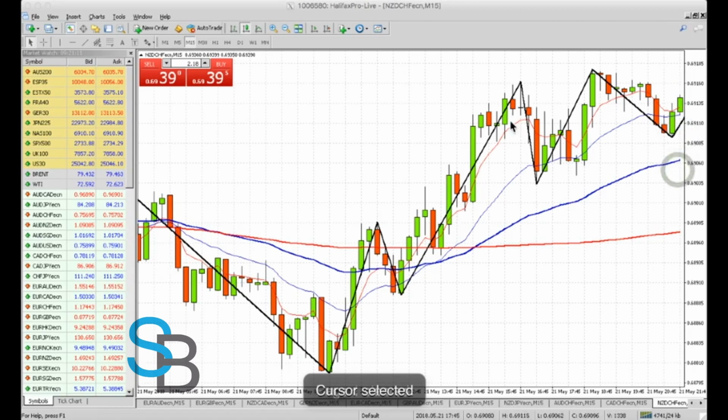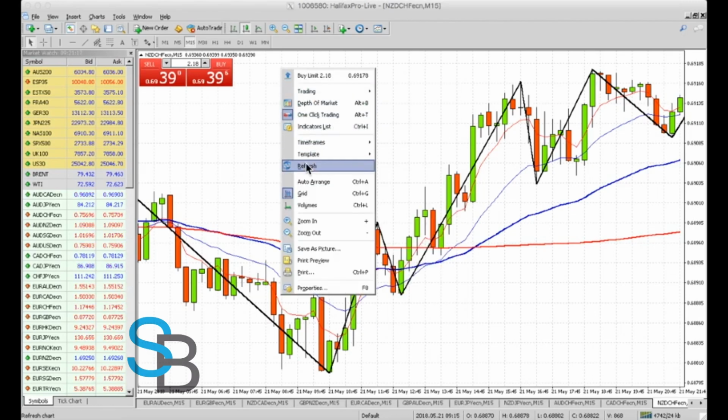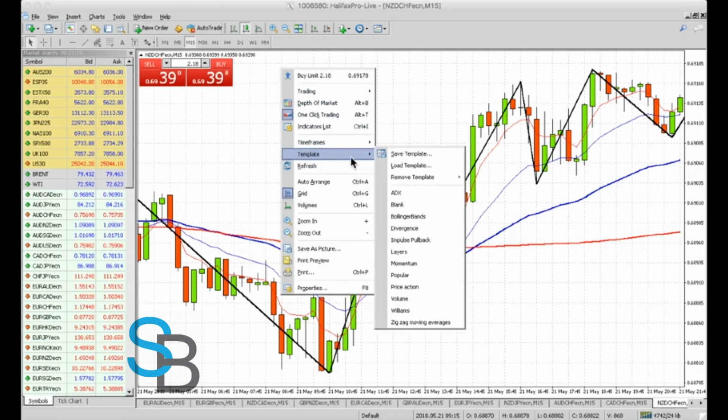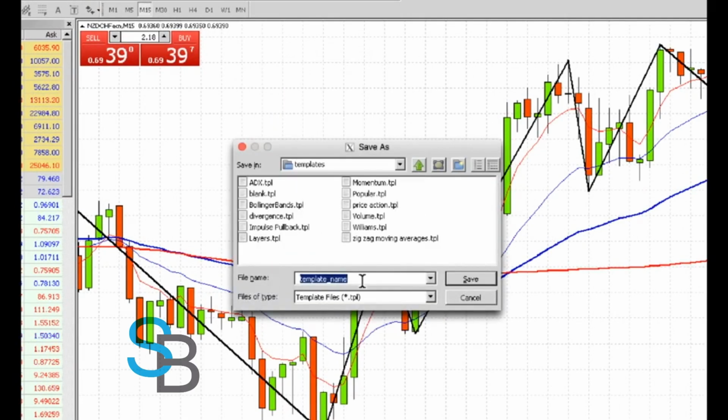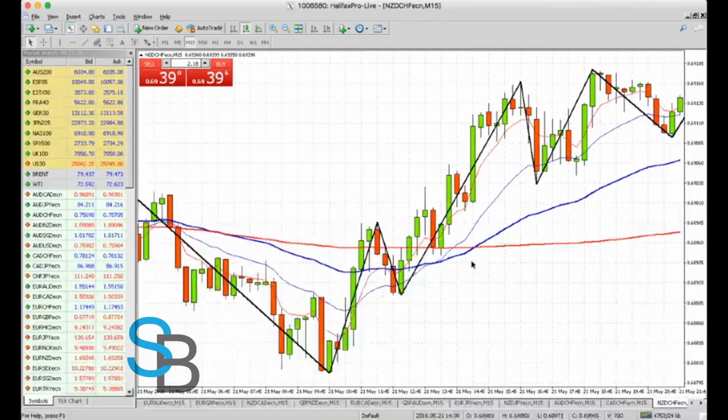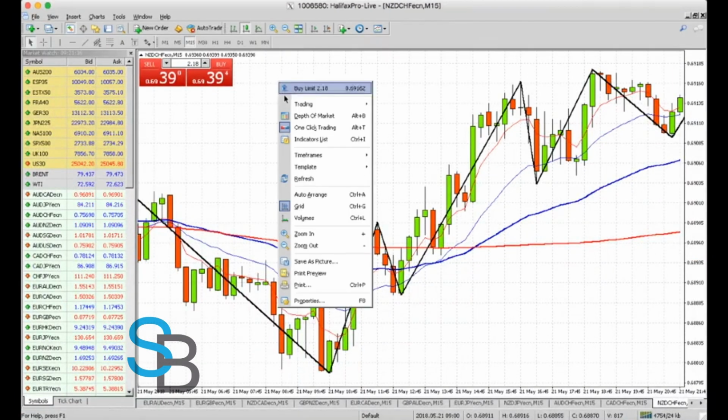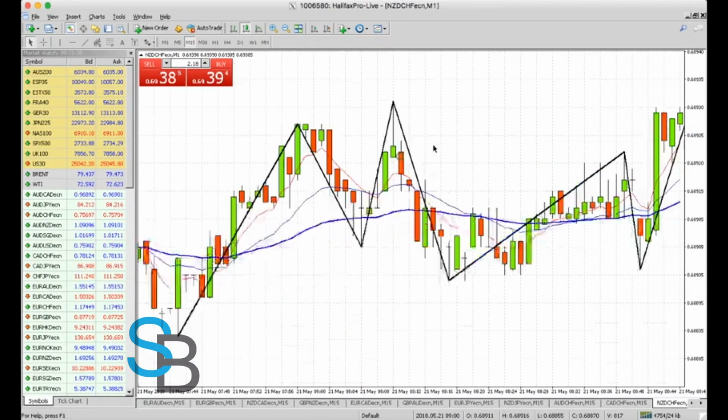If you want to save it into your charts, you can just right click, go to template, and click save the template. You can save it as ZigZag with your moving averages, for example. Click save. I've already got it saved.